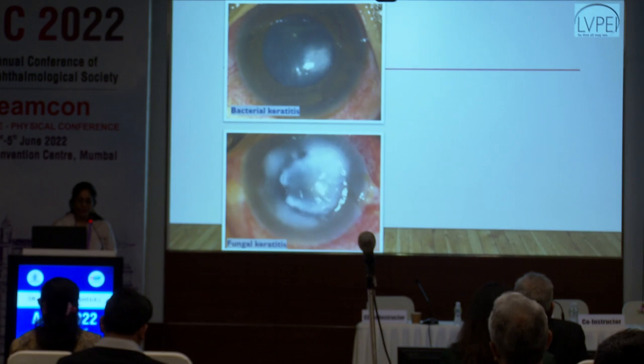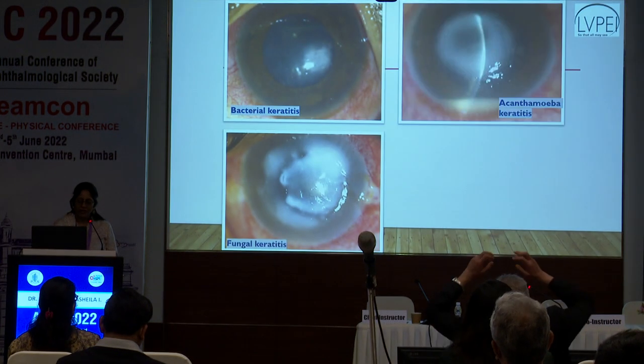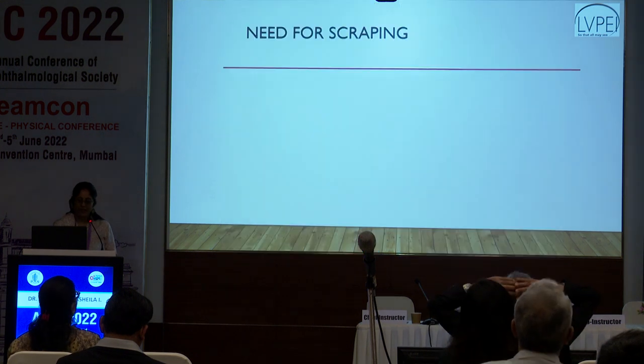But if you notice, it's kind of half and half. So we cannot just go with empirical therapy. We need to know what exactly the patient has. It's not enough to just have a clinical diagnosis without sampling the cases of infective keratitis. For example, these are very classic textbook-like pictures for each of these entities that I've put up.